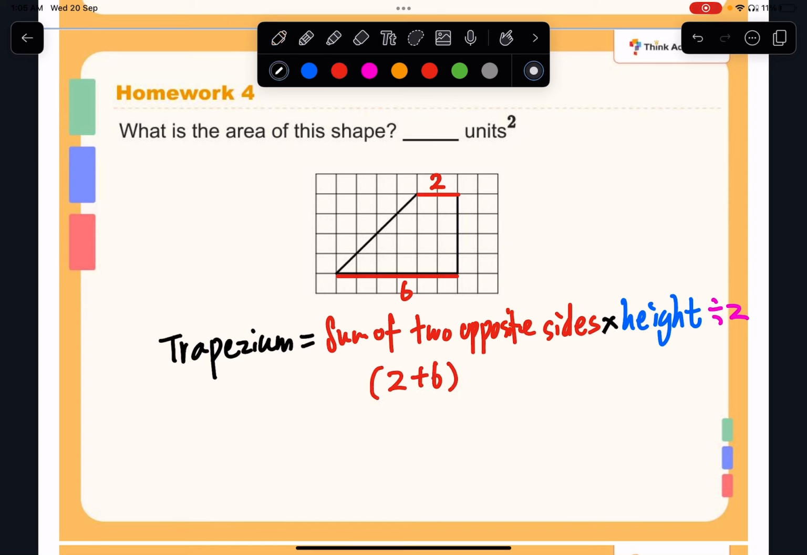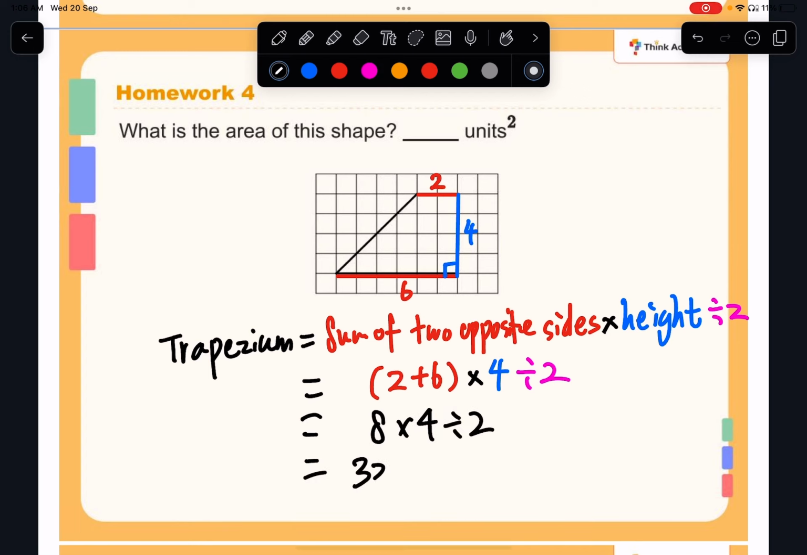2 plus 6. And then we figure out the height. The height is just the perpendicular distance between the two sides. So this side is actually the perpendicular distance because obviously here we have a 90 degree angle. So what is the length of this side? It would be 4 units long, right? So it will be 4. And after that, divided by 2. So let's do the calculation. Do the calculation inside the bracket first. 2 plus 6 is 8. 8 times 4 divided by 2. 8 times 4 is 32. Divided by 2 is just 16. So that's why the answer is 16 square units.